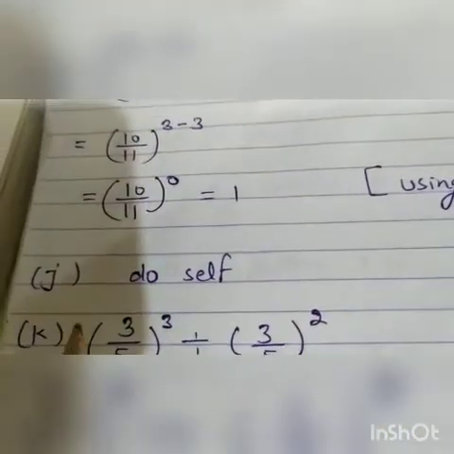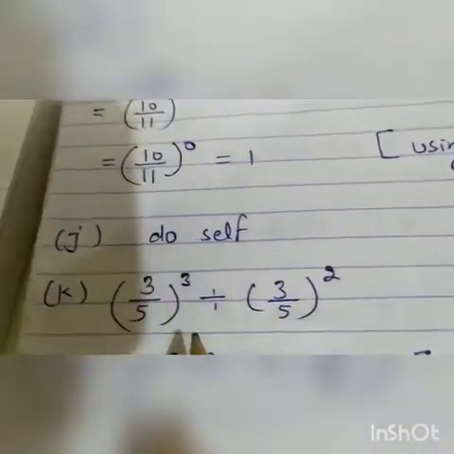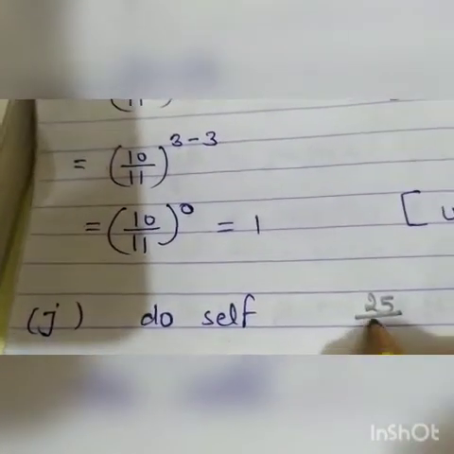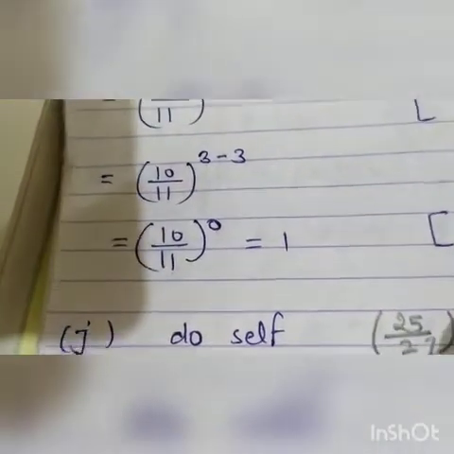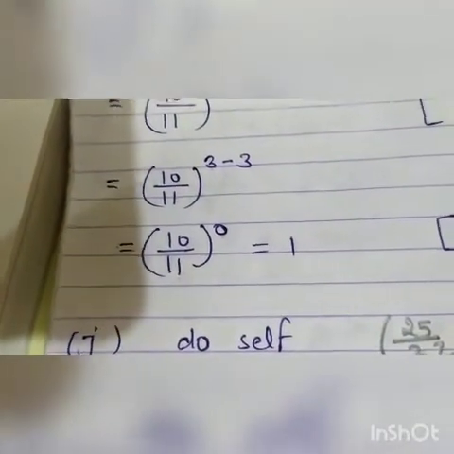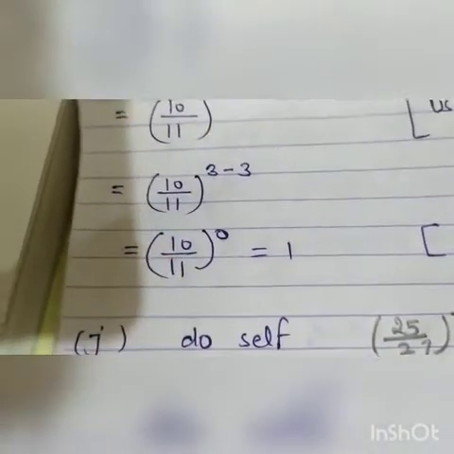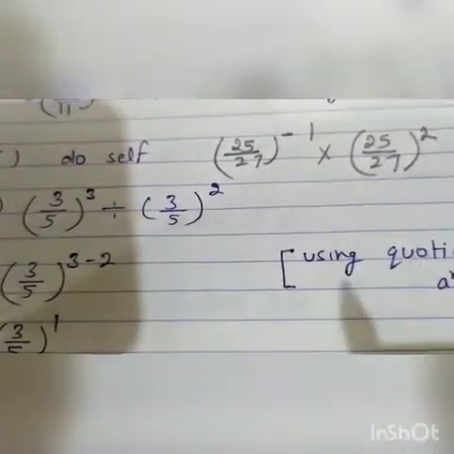Next part, J. You will do it yourself. What is the J part? I am writing here, if you do not have the book: 25 upon 27 power minus 1, then multiplied by 25 upon 27 power 2. This is the J part, you will do it yourself.